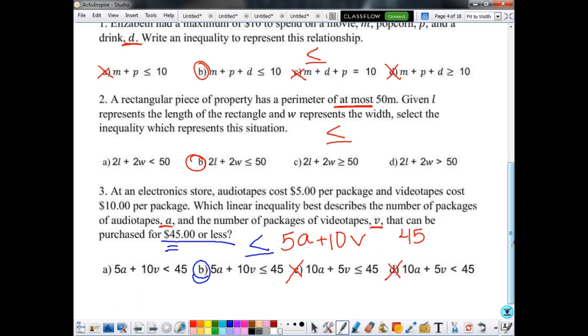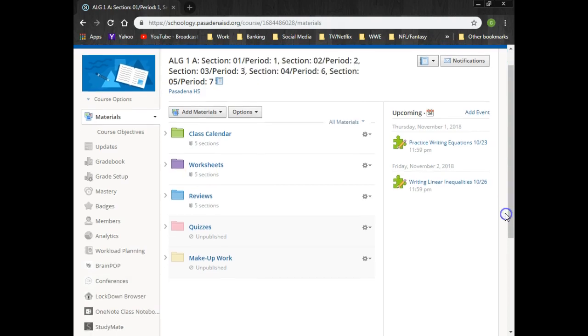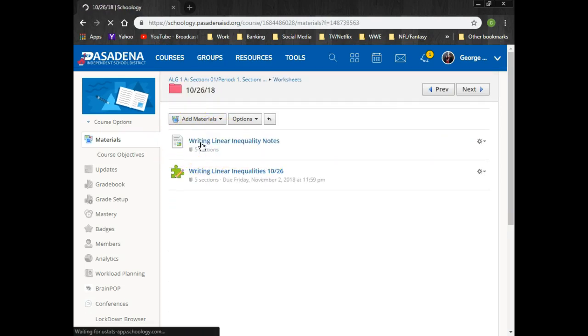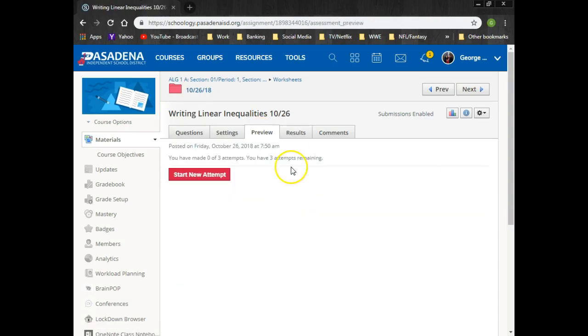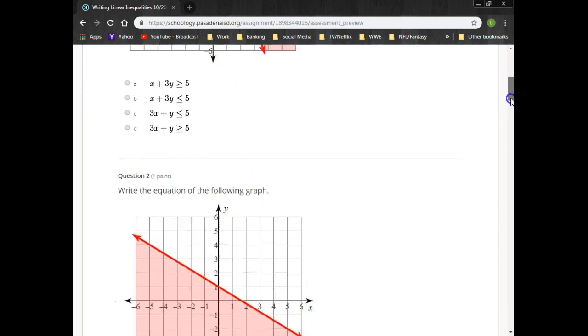Okay, so you're going to work on an assignment in Schoology. You're going to go to Worksheets, and click on the folder that has today's date, 10/26/18, and work on this right here, writing linear inequalities, 10/26. The questions are there for you. This is what it's going to look like. There are graphs there, and it has answer choices.